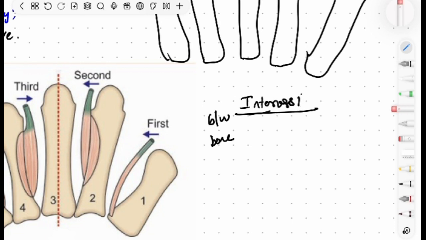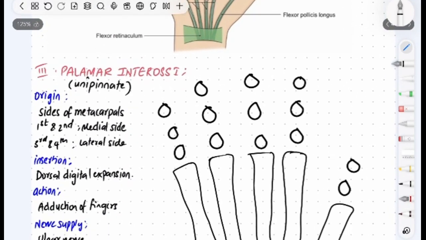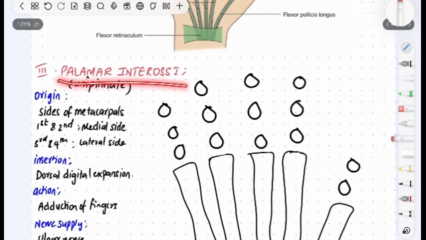These interossei muscles are of two types: palmar interossei as well as dorsal interossei. Okay, now we'll get into the details of the video. First, we'll discuss the palmar interossei muscle.